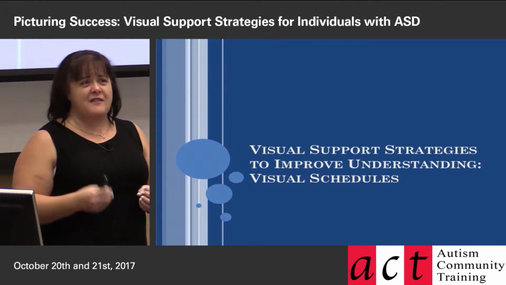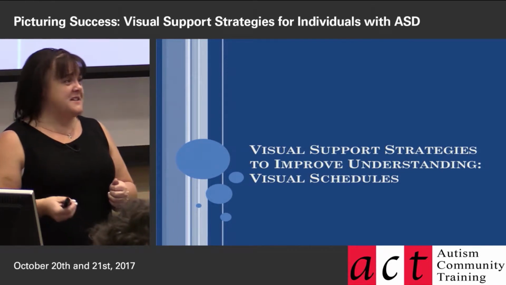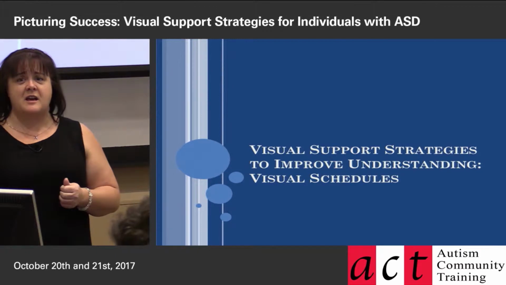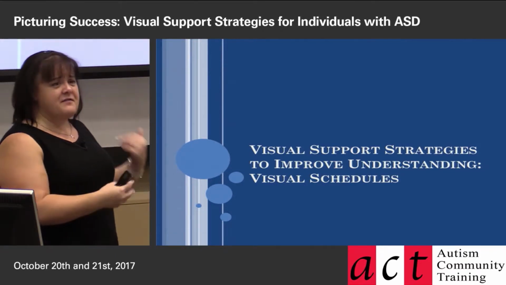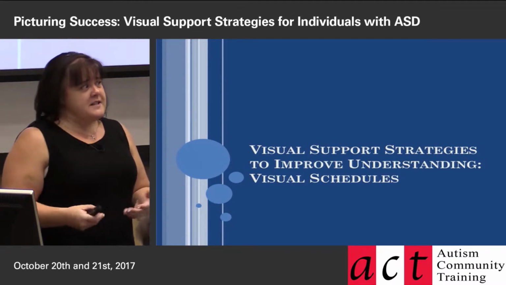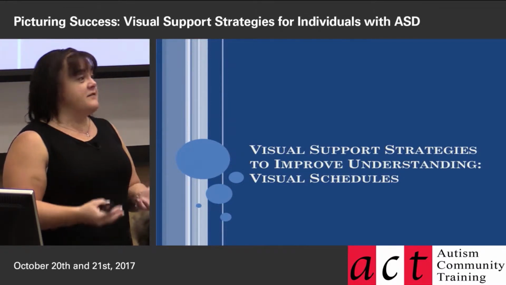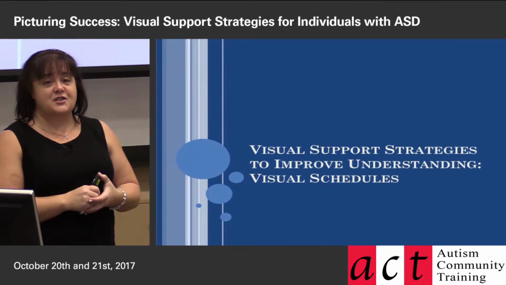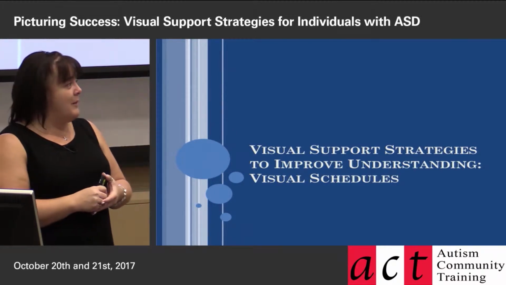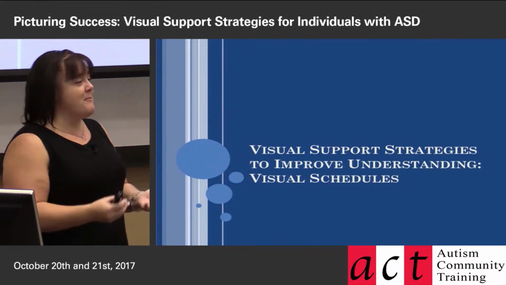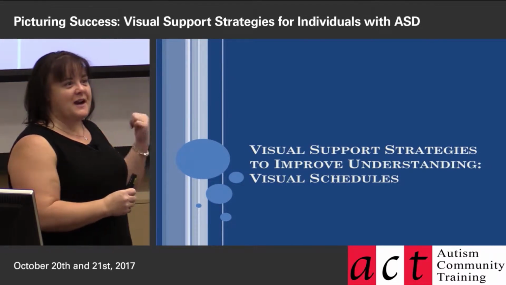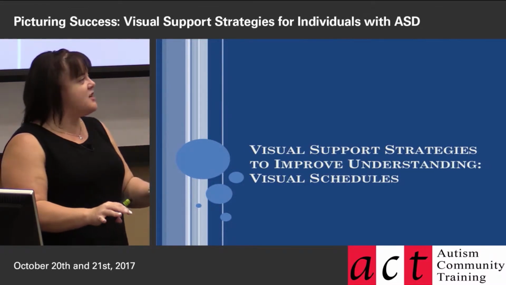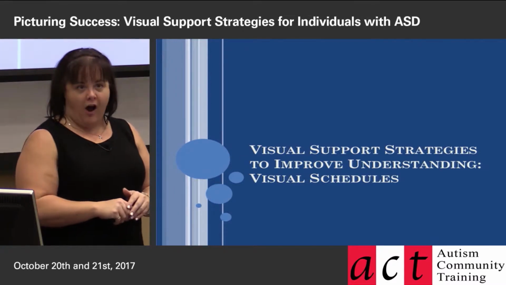Visual schedules are often one of the first things that people go to when they think about implementing visual supports for pretty much anybody. This is often a starting place. And oftentimes, individuals, be they kids or adults, might be engaging in problem behavior because they don't know what's happening. So a lot of times this is one of the first interventions: let's give him a schedule, at least so he knows what's going on.